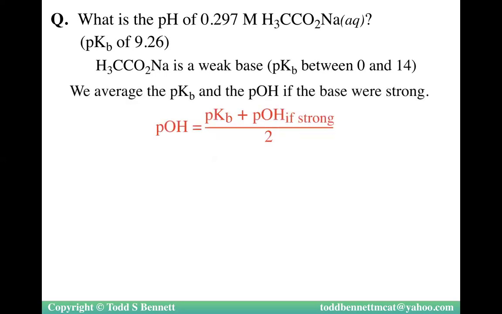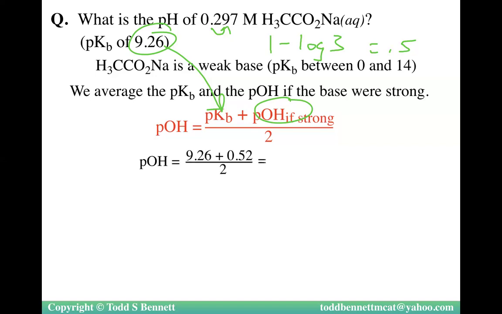So pOH this time instead of pH equals pKb instead of pK plus pOH if strong. And we do the same thing we did before. We take our pKb and we plug it in. We take our thing and we say it only moves over once, so it's 1 minus log of, that's roughly 3. Log 3 is roughly 0.5, so I'm going to put in equal to a 0.5 right about here. So 9.26 plus 0.5 is 9.76, around 9.8-ish. Cut it in half, it's around 4.9. So we'll come up with 4.89.